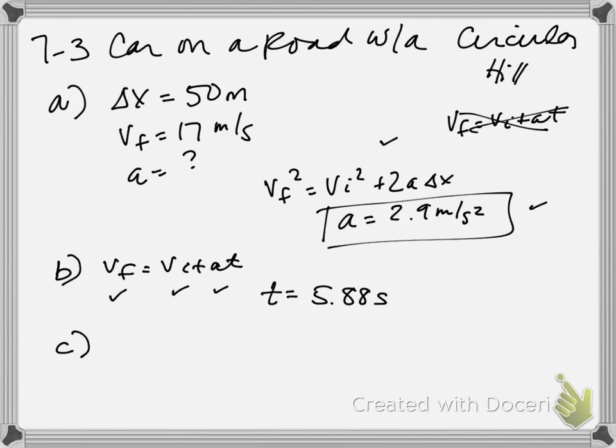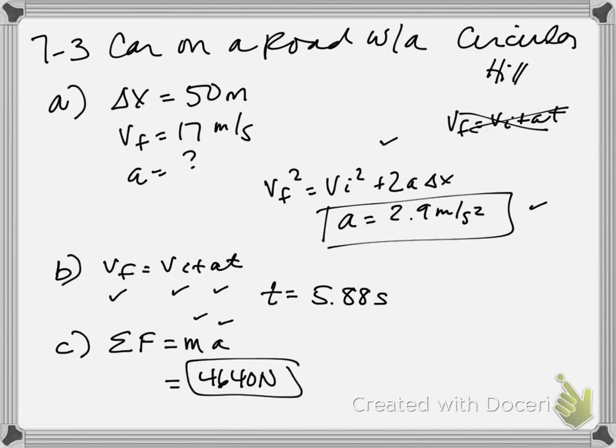Part C asks us to find the net force required to accelerate the car. So we know that the net force is equal to MA. The mass was given as 1,600 kilograms. We just calculated acceleration a couple of lines ago. So we get 4640 newtons. And again, 1 point for using F equals MA, 1 point for a correct substitution of mass of 1,600 kilograms.